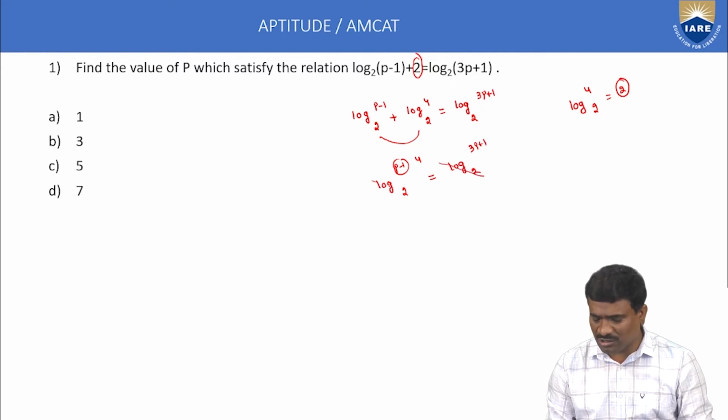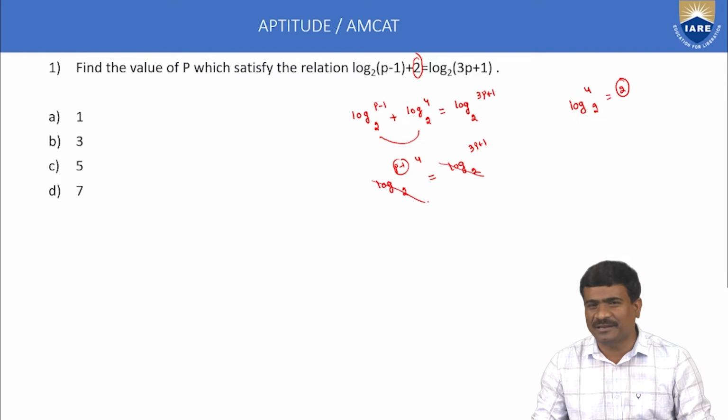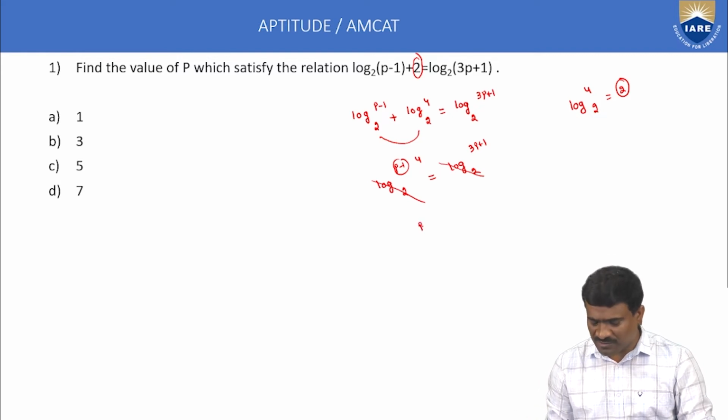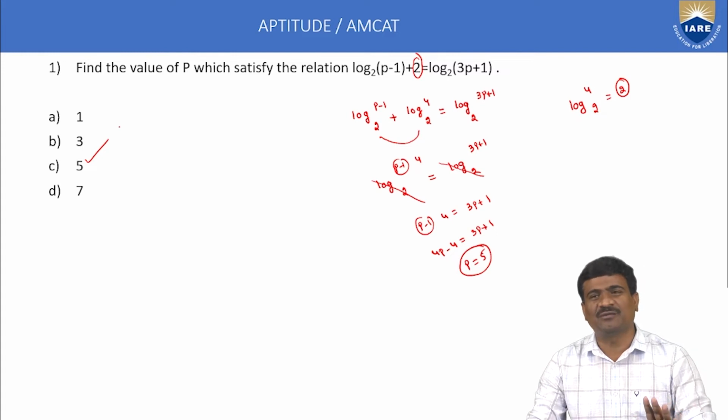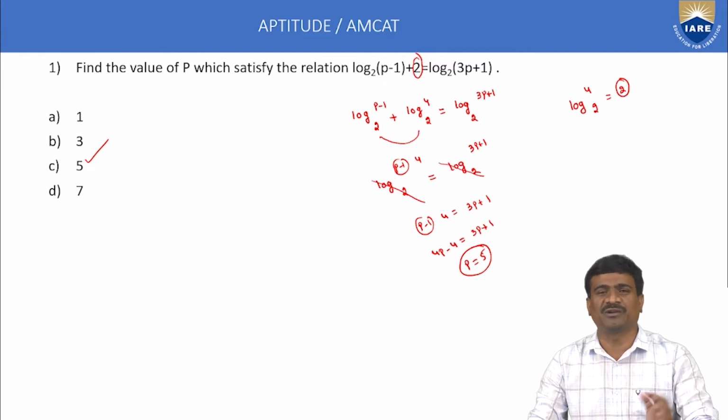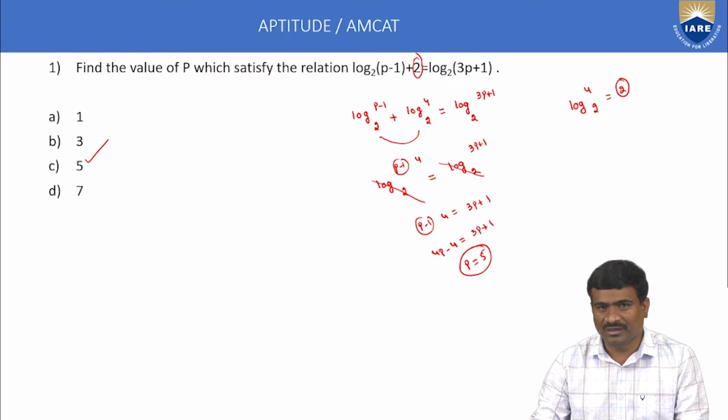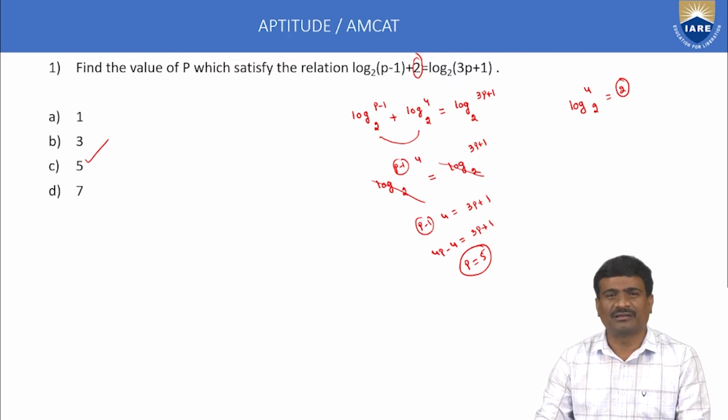The log base 2 gets cancelled, then comparison. Here P minus 1 into 4 is equal to 3P plus 1. Next 4P minus 4 is equal to 3P plus 1, then P is equal to 5. Then option C only is correct. This is about the logarithm topic principle. This is a general method.